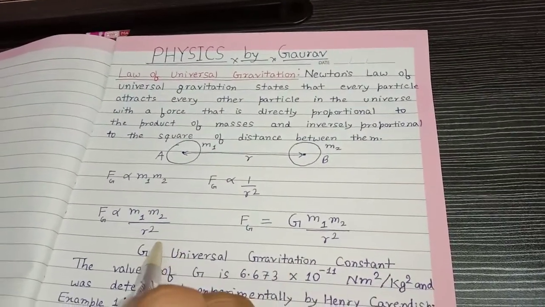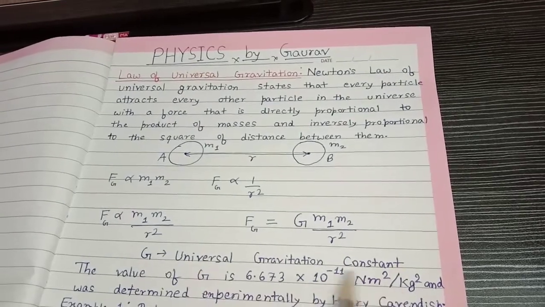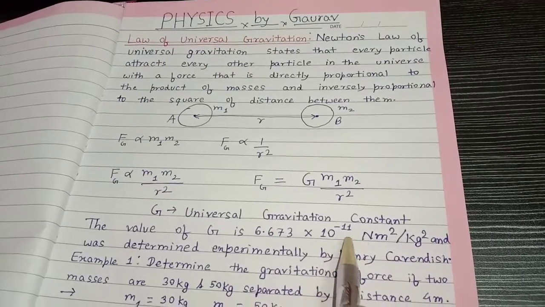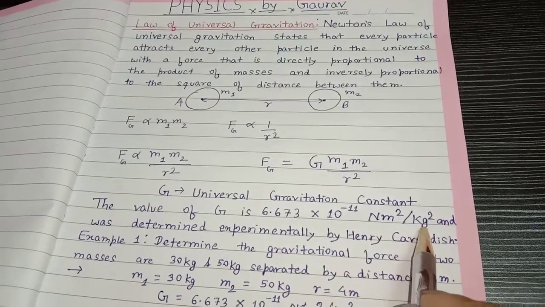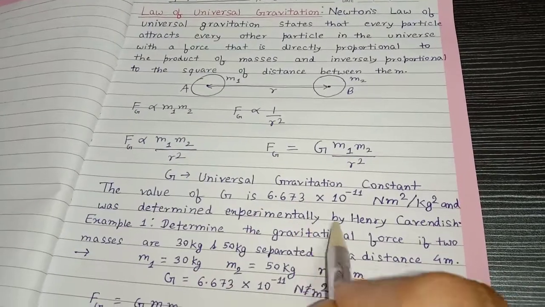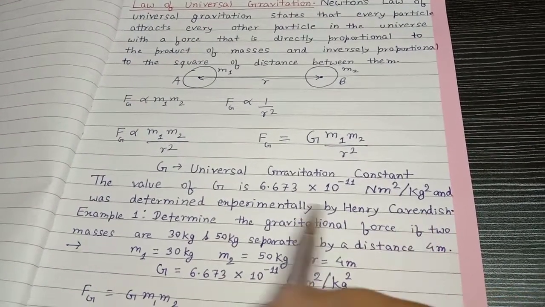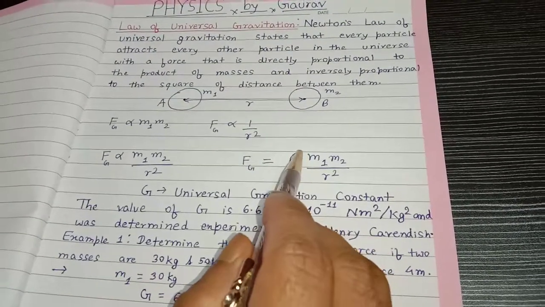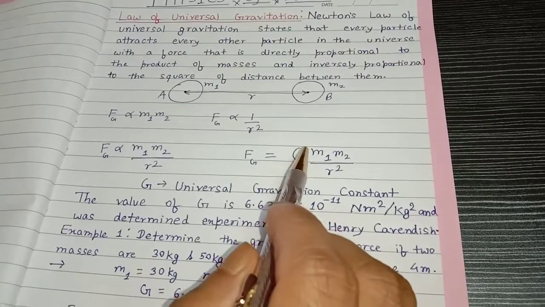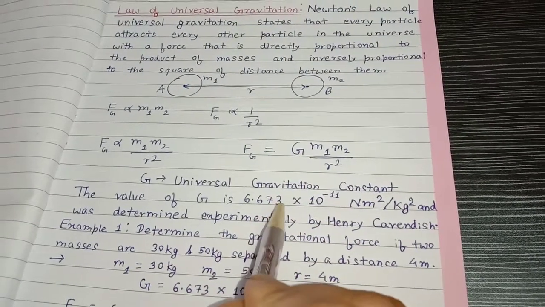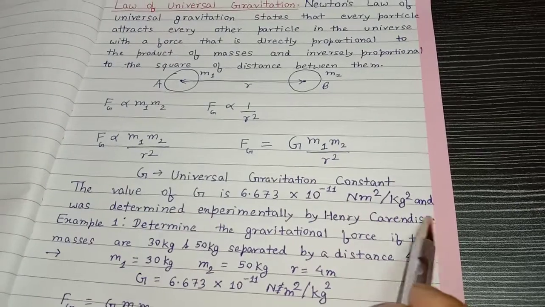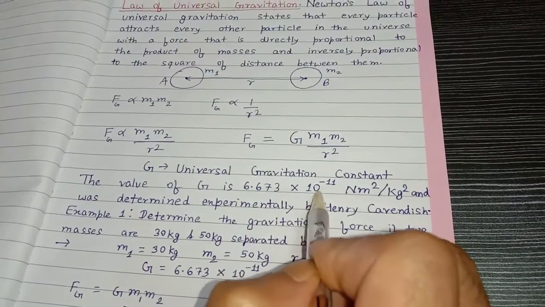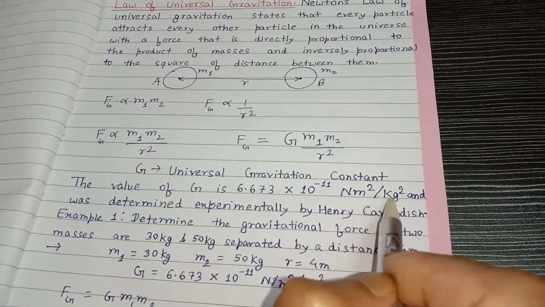This capital G is called the universal gravitation constant, and the value of G is 6.673 into 10 to the power minus 11 Newton meter square per kg square. It was determined experimentally by Henry Cavendish. As we know, this G is nothing but a constant of proportionality, so it is a constant, that means its value will remain fixed. Its value was found experimentally by a scientist named Henry Cavendish, to be 6.673 into 10 to the power minus 11 Newton meter square per kg square.